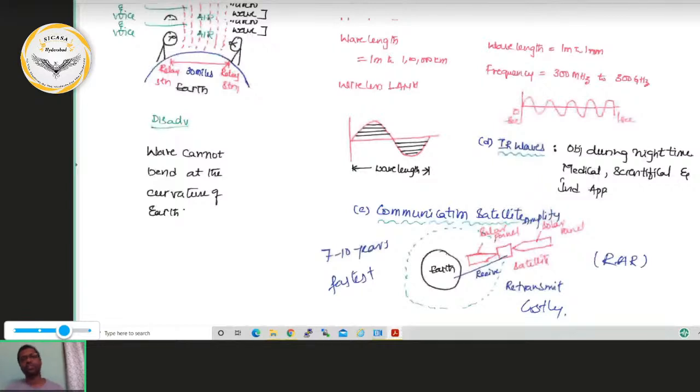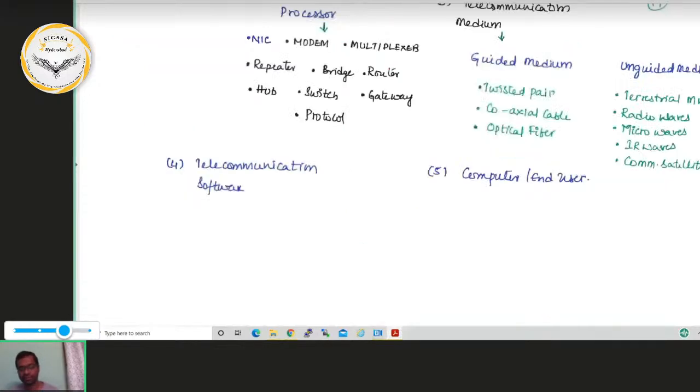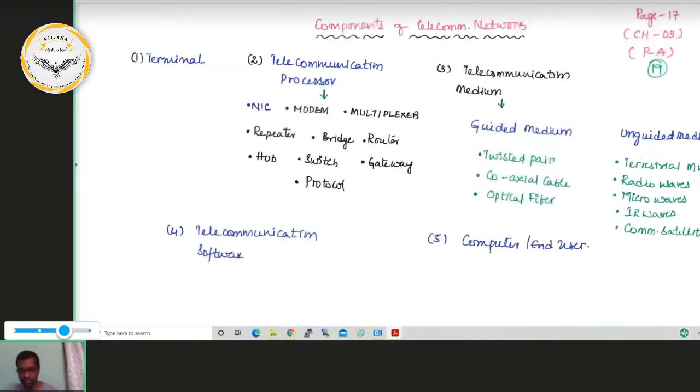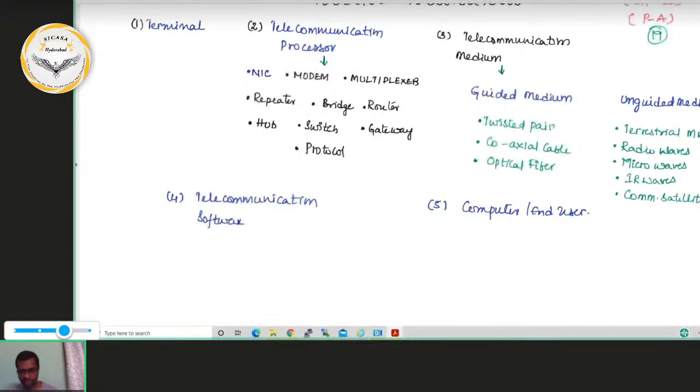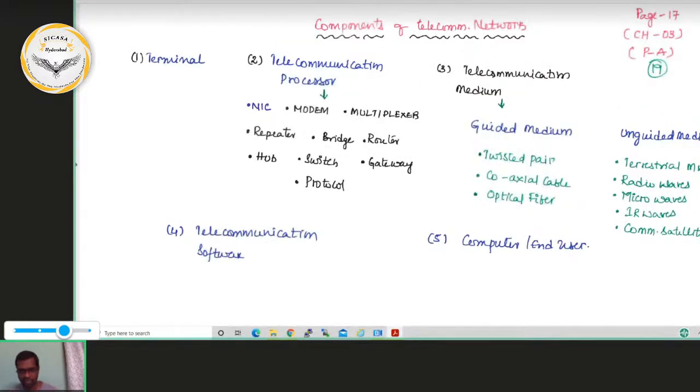Okay, so these are the components of telecommunication networks which we have studied. We started with terminal, we completed telecommunication processor, we completed all the devices, we started telecommunication medium. We have two types of telecommunication medium, guided and unguided. In guided we have 3, unguided we have 5. Telecommunication software we have completed, and last one, computer or end user. So these are 5 components of telecommunication network. With this, almost part A is completed.